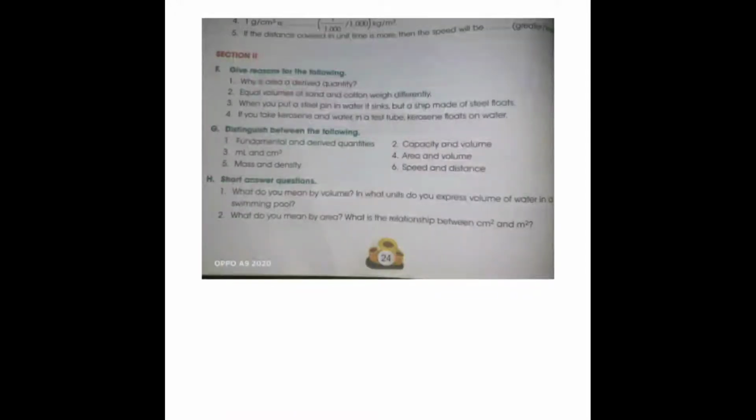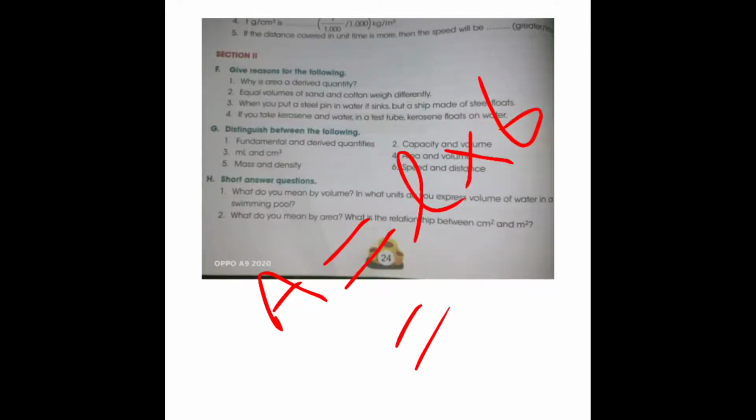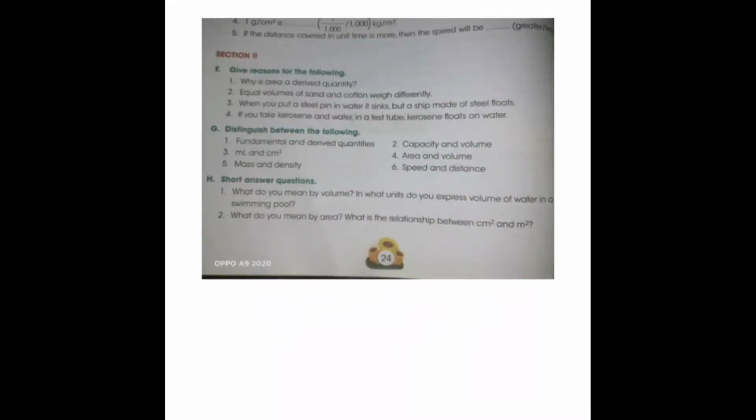Why is area a derived quantity? Okay, so this is our next question. Give reason for the following. Why is area a derived quantity? You write, area is a derived quantity because area depends upon length into breadth, the area of a rectangle actually. First you say why area is a derived quantity. Area is a derived quantity because it depends upon length, meter.